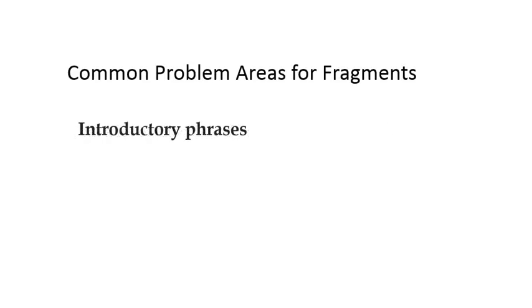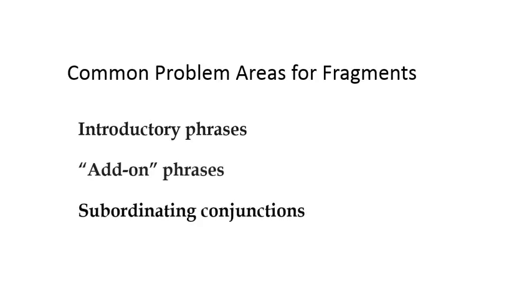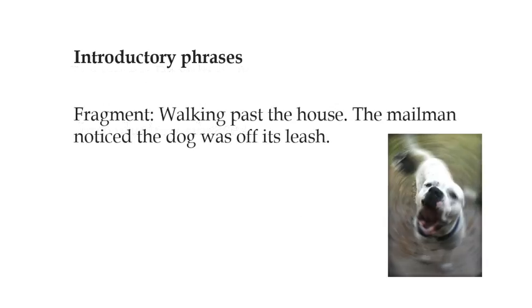So there's a few areas that kind of create problems, problem areas where fragments seem to pop up. The first one is introductory phrases, then add-on phrases at the end of a sentence, and something called subordinating conjunctions. So let's look at each one of these individually.